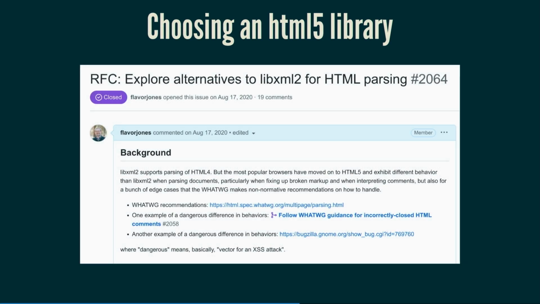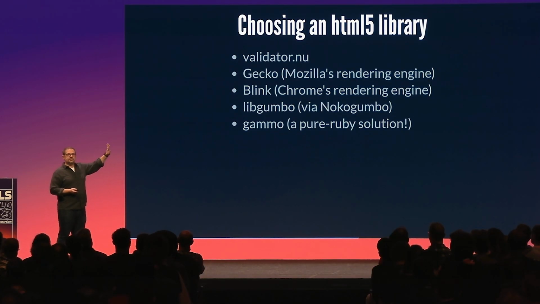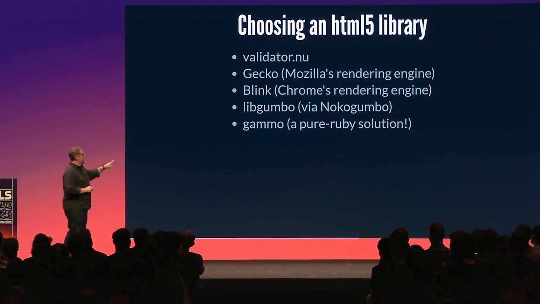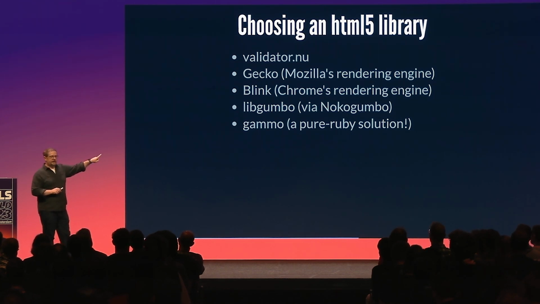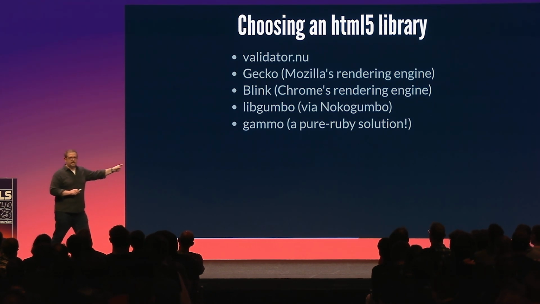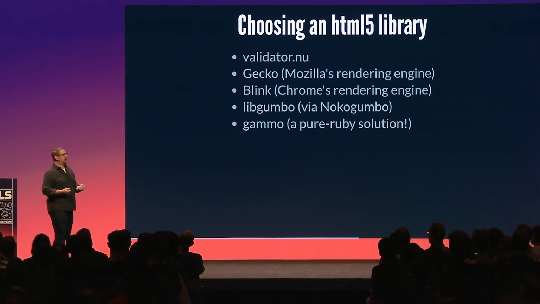So I opened up an RFC to start a conversation about what are the alternatives? How can we actually parse HTML5 in Ruby? And we had a really great conversation, and we narrowed it down as a group to about 5-ish options. Validator.nu is a Java library, but it generates C++ code, so it might be usable in both JRuby and CRuby. Gecko and Blink, I'm sure you know. Libgumbo is an orphaned Google 20% time project, but it was wrapped by NogGumbo, which is a fantastic library by Sam Ruby, and Gammo, which is a new pure Ruby solution that was kind of untested. Nobody really knew much about it.